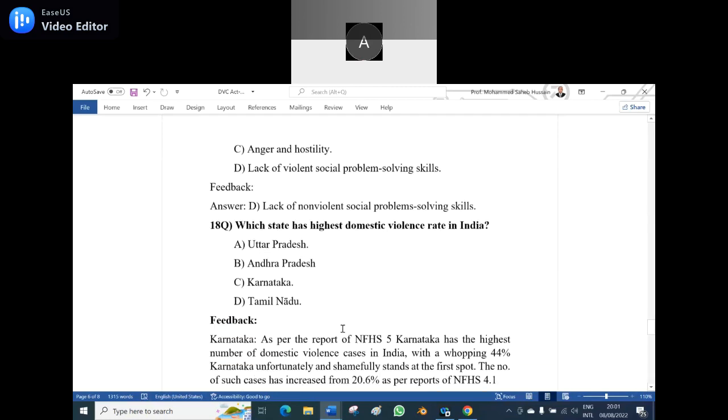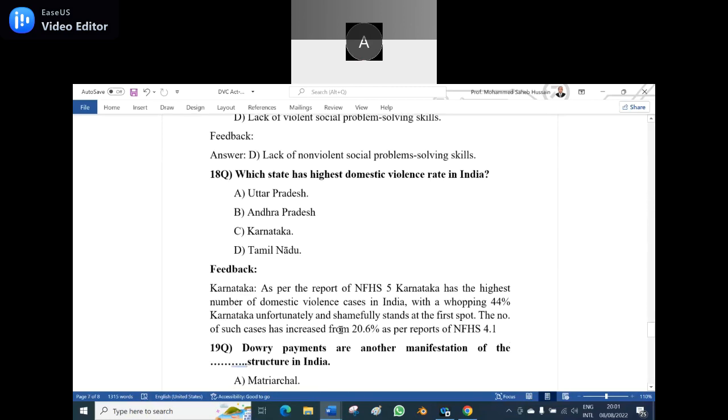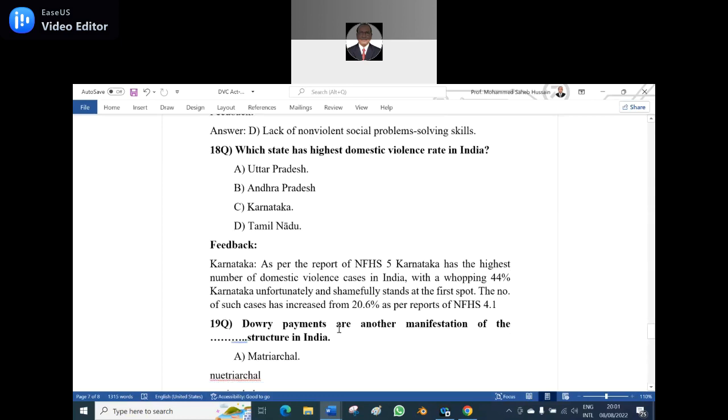Option C, Karnataka. Read the feedback. As per the report of NFHS-5, Karnataka has the highest number of domestic violence cases in India, with a whopping 44%. Karnataka, unfortunately and shamefully, stands in the first spot. Such cases increased from 20.6% as per the report of NFHS-4.